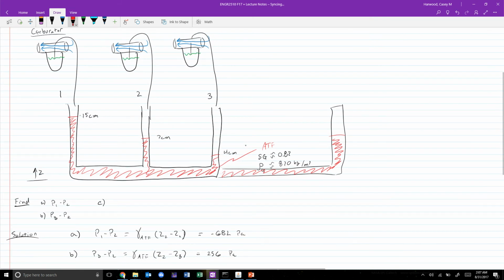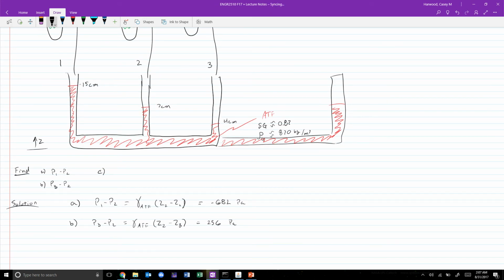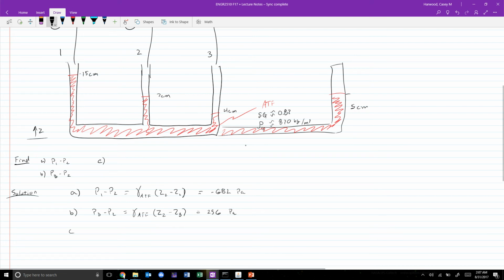And if we did this, we could still compute the pressure differences between individual carburetors, but using the manometry equation, we could say, for example, if this is at a height of 5 centimeters, that the pressure at 2 minus the pressure at the atmosphere is going to be equal to gamma ATF times Z2 minus, we forgot to name this, we'll call this A, minus ZA, which would give us a pressure. I have to compute this very quickly.